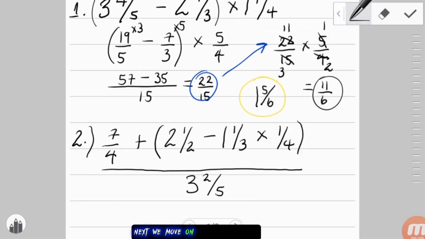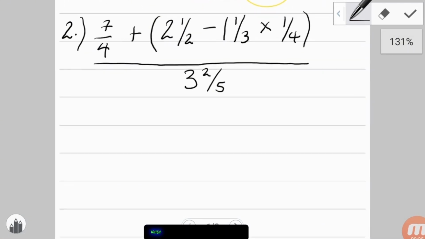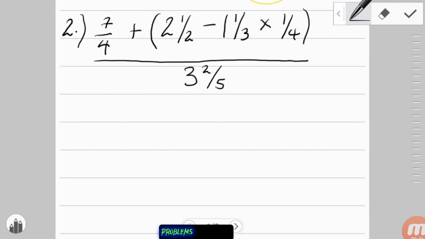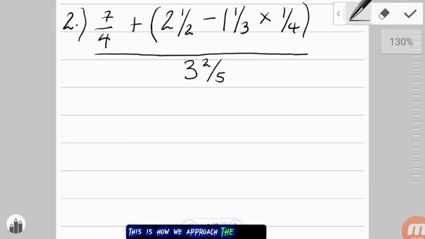Next, we move on to problem number 2, which, if you look carefully, sometimes will come off a little scary. And as I said, when I go through problems like these, they are for students who have been struggling with math for a very, very long time. So these are not for the advanced students per se, and advanced students will probably run through this problem in minutes. But for a student who is struggling, this is how we approach the problem.